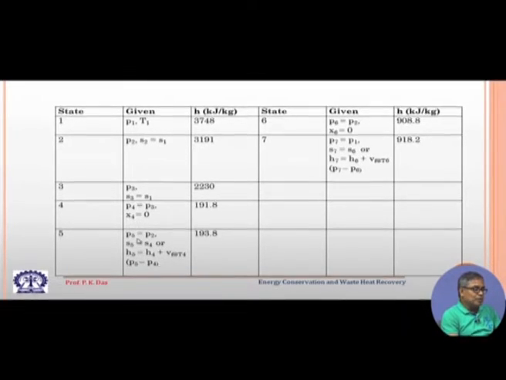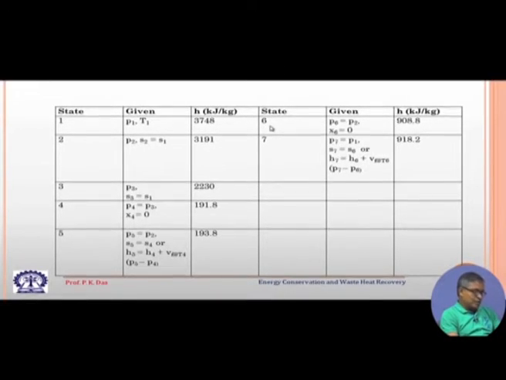P5 is equal to P2. This is an adiabatic, reversible adiabatic process, and in a similar way as I have described for the previous problem, we can calculate the change in enthalpy due to pump work, and ultimately we get H5 is equal to H4 plus the enthalpy change due to pump work, and then we will be able to calculate the enthalpy at point 5.